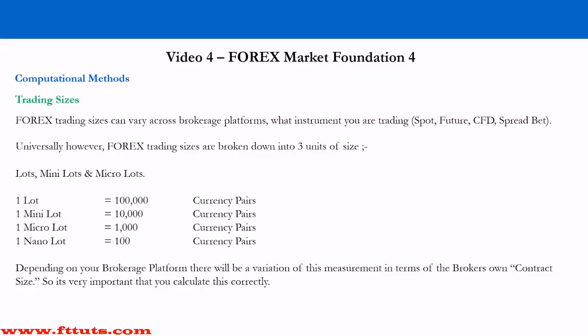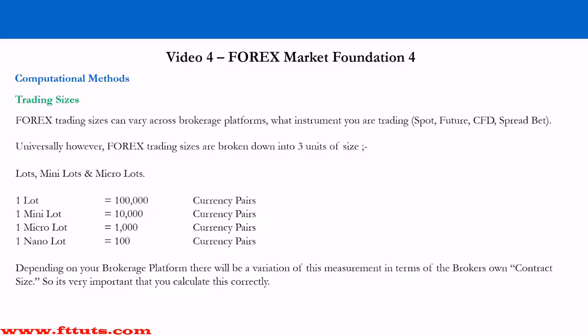Now, trading sizes is a funny one because actually across different platforms, Forex trading sizes can vary. So depending on what instrument you're trading, spot market, futures, CFD, spread betting. Universally, however, there are languages where trading sizes are broken down into three main units of size. And the three main ones are one lot, one mini lot, and one micro lot. And there may be a fourth one, depending on the retail brokerage platform you're using and what instruments you're trading. There may be another one, which is a nano lot.